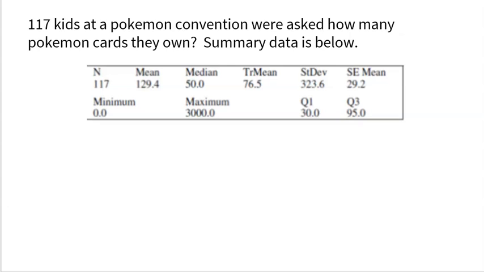117 kids at a Pokemon convention were asked, hey, how many Pokemon cards do you have? And here is what we call summary data. Instead of me giving you all the data, because that'd be pretty boring to look at, I'm going to give you some summary data. There were 117 kids. The average number of Pokemon cards was 129.4. The median was 50. Don't ever worry about true mean.